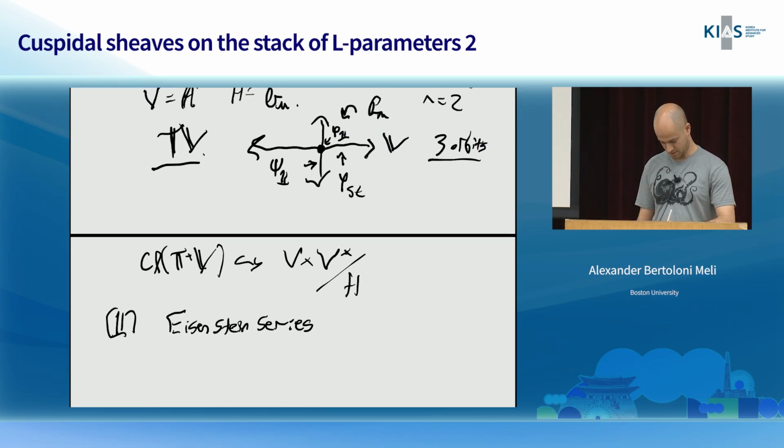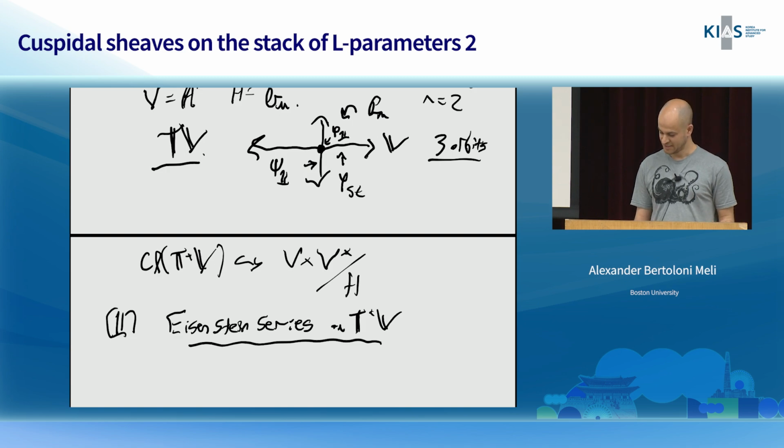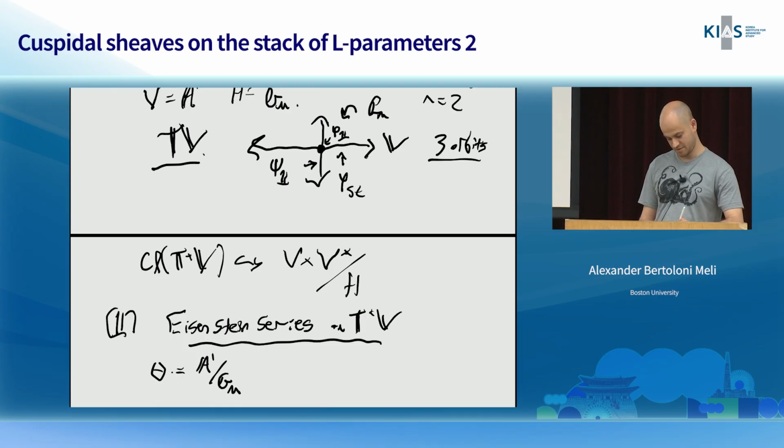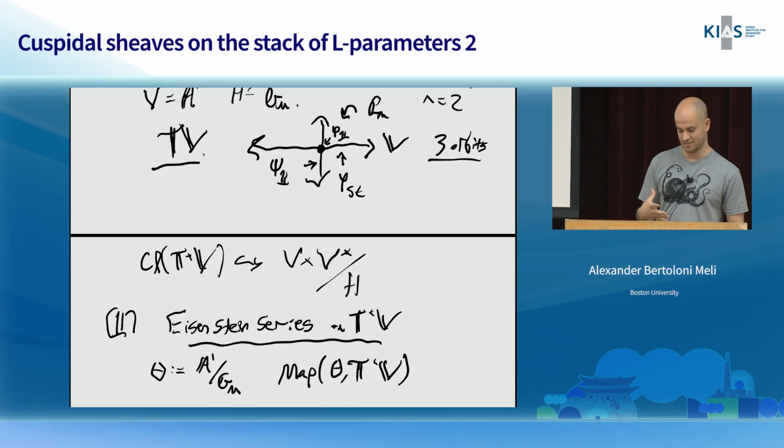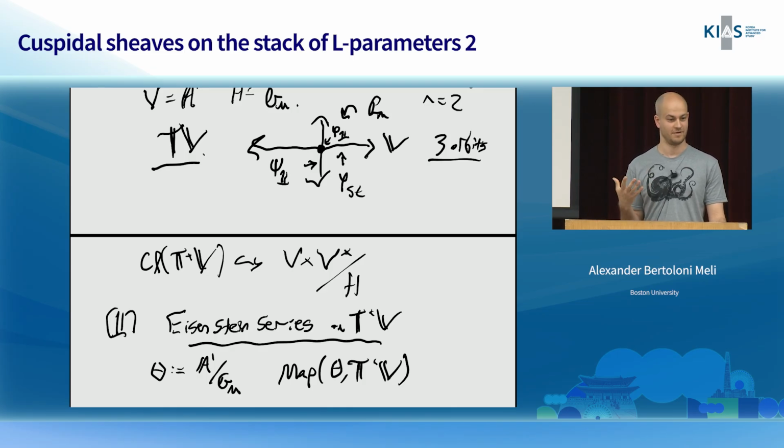Okay. Eisenstein series on T star V. So this is the first thing. And the first thing that is very important for us is a definition. So theta is defined to be A1 mod GM, where GM is acting by weight 1. So why might I do this? Well, I can consider this mapping stack like this. And you should think of this as some stack of filtered points of the cotangent.